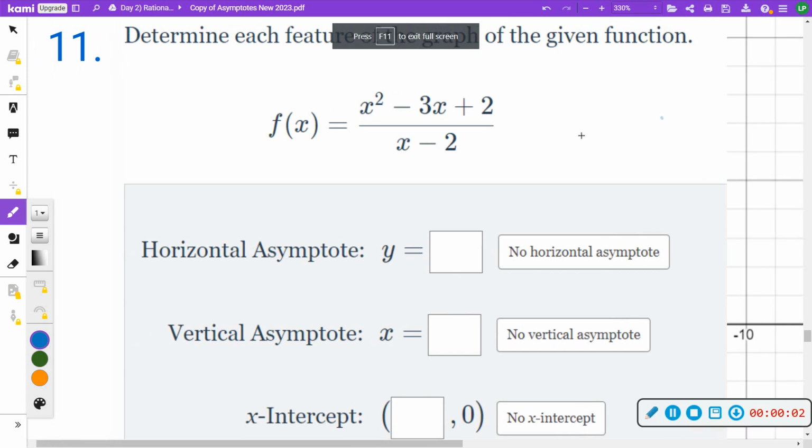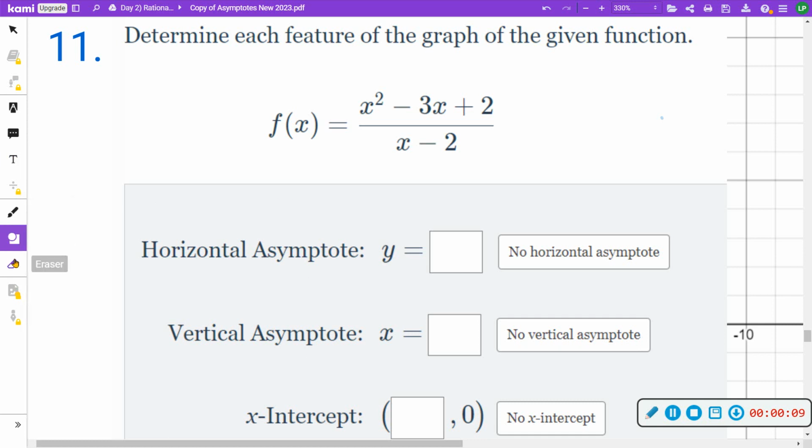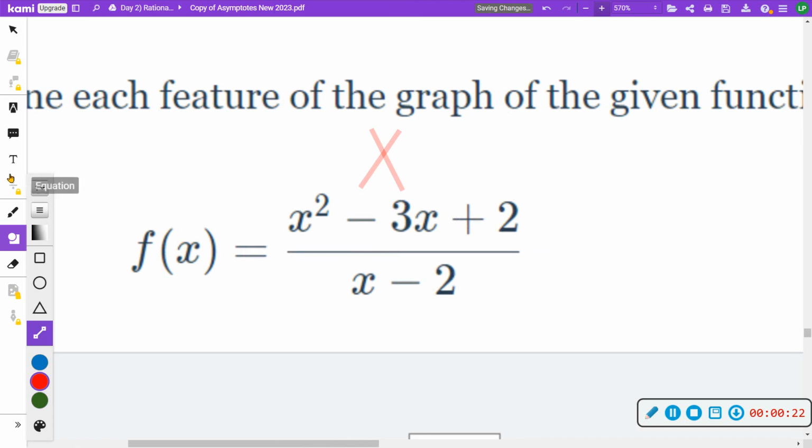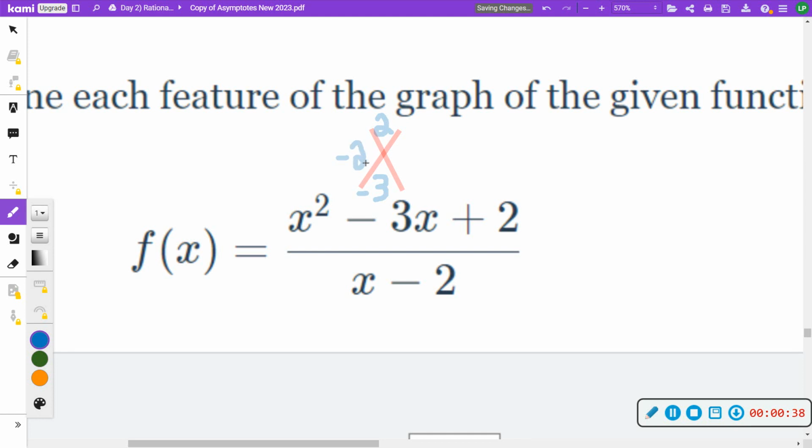Number 11, determine each of these features. So what I would start off with is factoring. X minus 2, there's nothing I can do with that. But I can zoom in a little bit. I can find what number multiplies to 2 but adds to negative 3. Multiply to 2 and add to negative 3, that'd be negative 2 and negative 1.